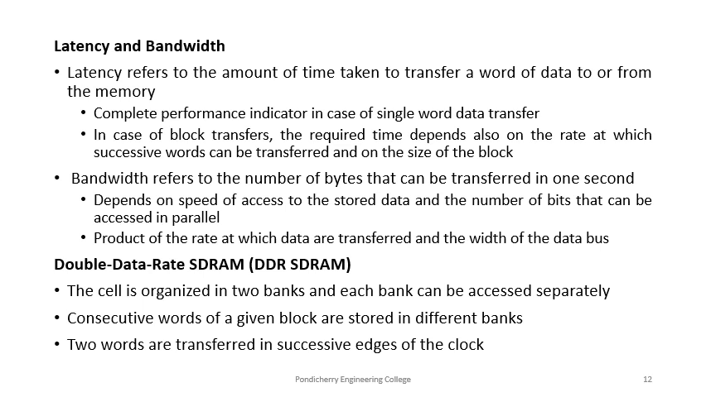The idea behind it is that the consecutive words of a given block, the next immediate words, right? So if word number 1 is stored in the first bank, word number 2, the next immediate word to be accessed, will be stored in the second bank. So like this it will be stored. So the consecutive words of a given block are stored in different banks. So two words can be transferred in successive edges of the same clock. That way we can get double the data rate we could have achieved using a single bank organization.